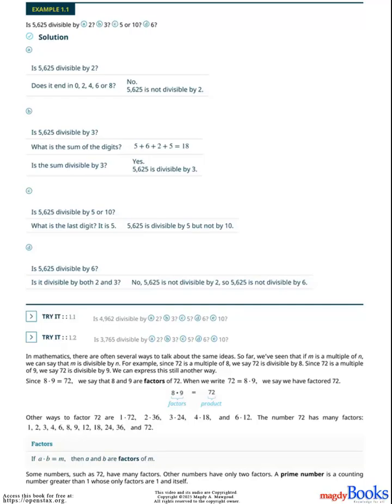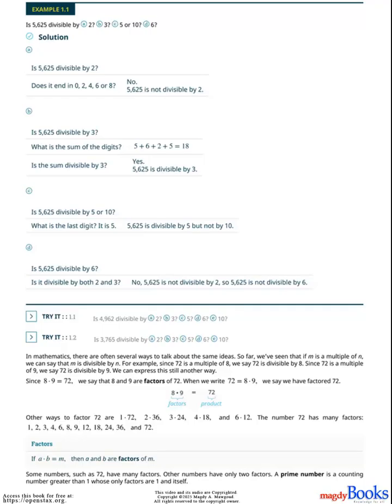C. Is 5625 divisible by 5 or 10? What is the last digit? It is 5. 5625 is divisible by 5, but not by 10. D. Is 5625 divisible by 6? Is it divisible by both 2 and 3? No, 5625 is not divisible by 2, so 5625 is not divisible by 6.